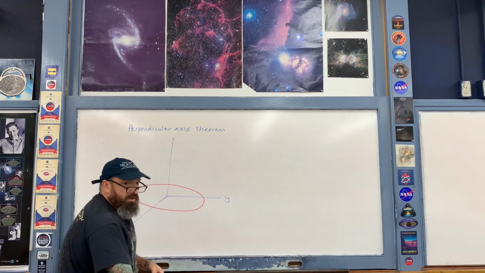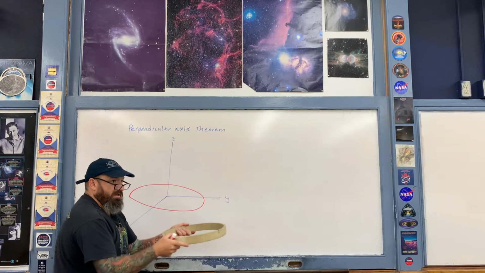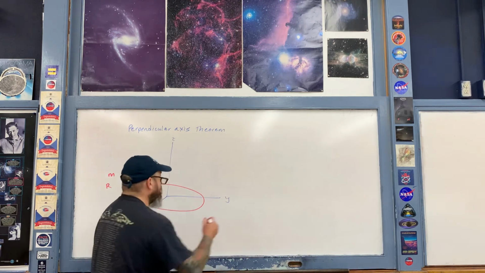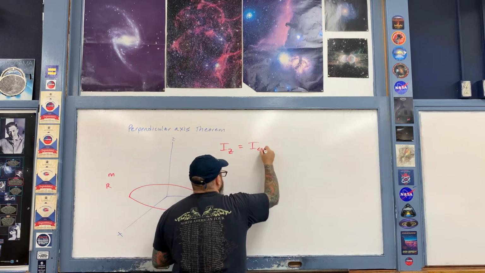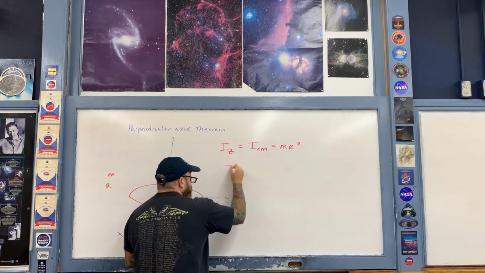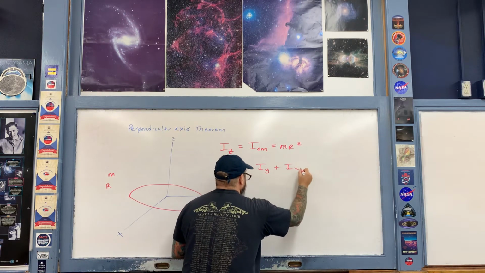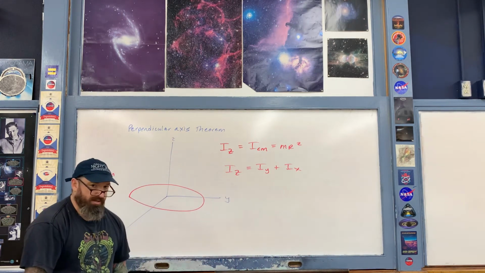And we already know what the rotational inertia is about the Z-axis. We've seen this previously as ICM. This is mr squared. So we already know what the rotational inertia is about the Z-axis. It's ICM, it's equal to mr squared. Okay, now here is perpendicular axis theorem. Okay, what does I sub y and I sub x look like?